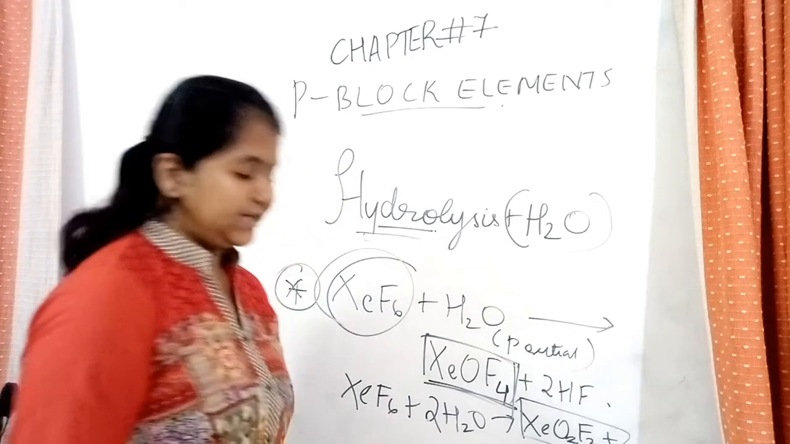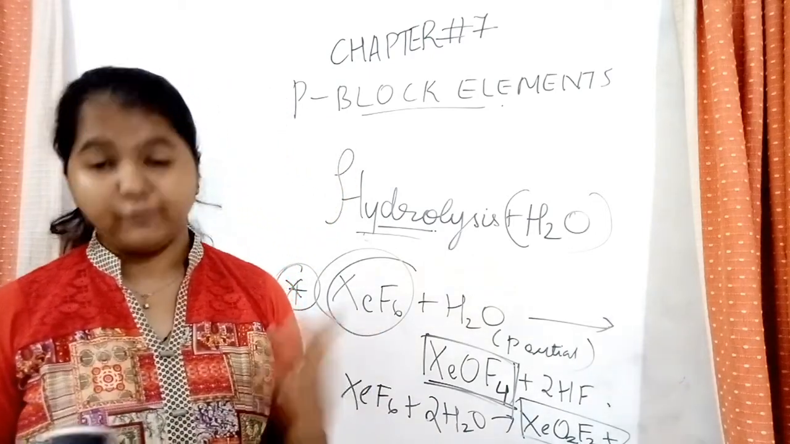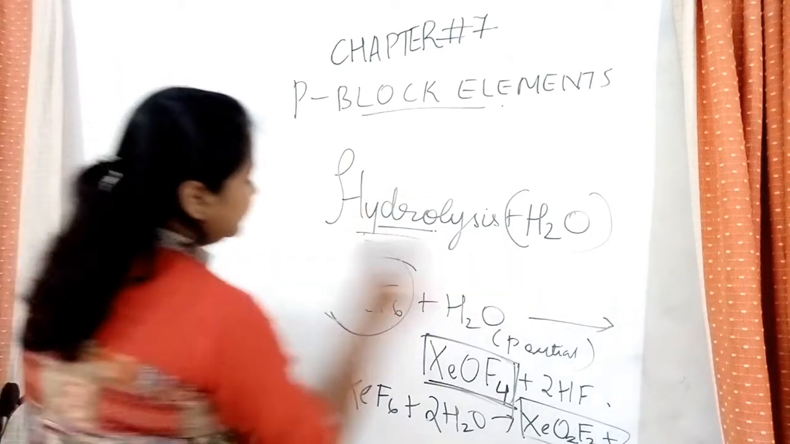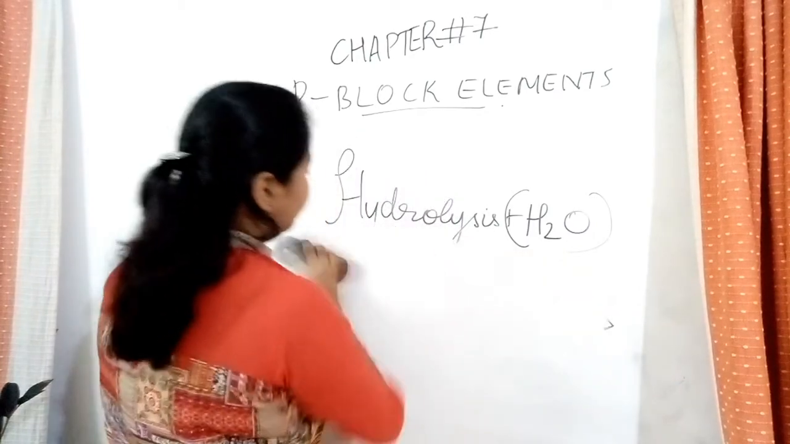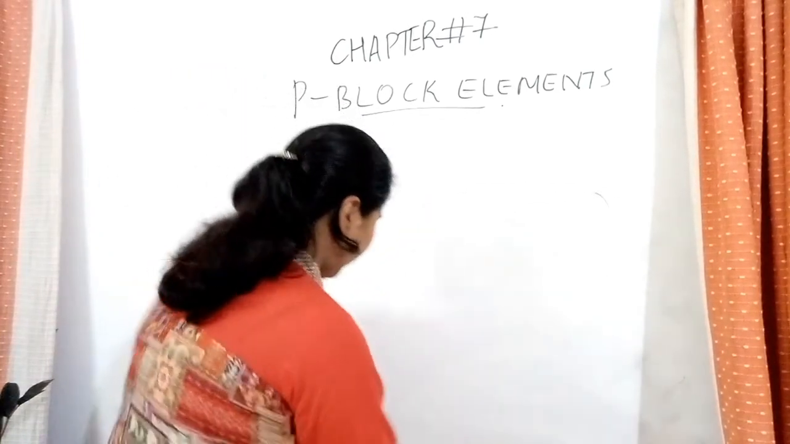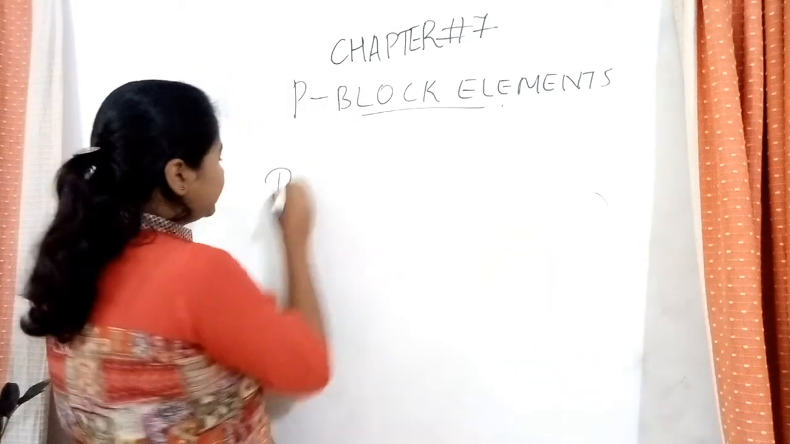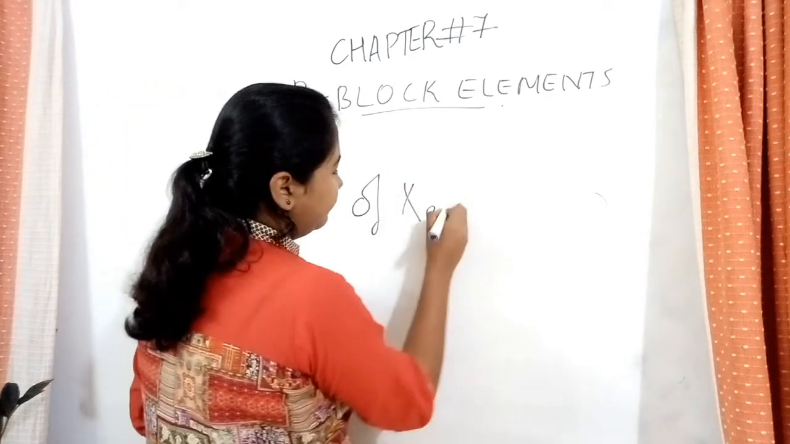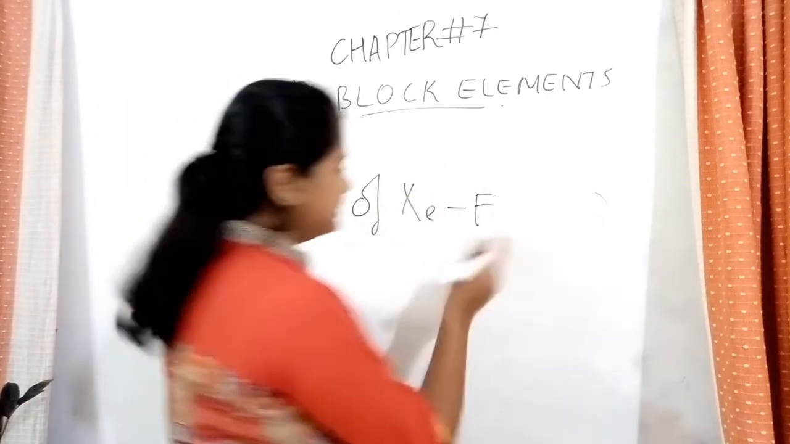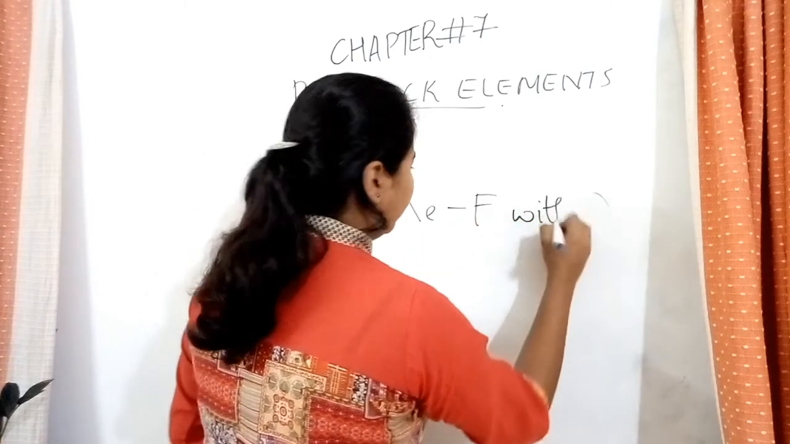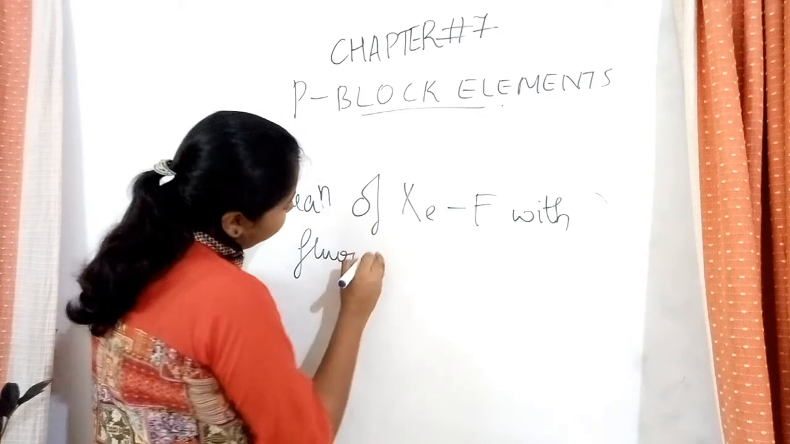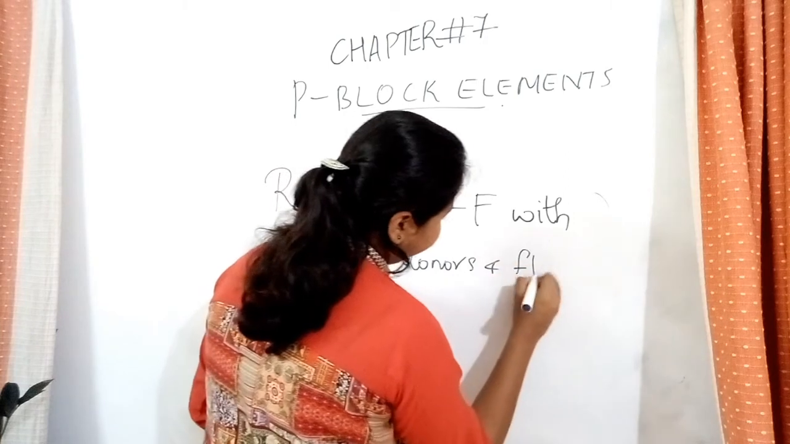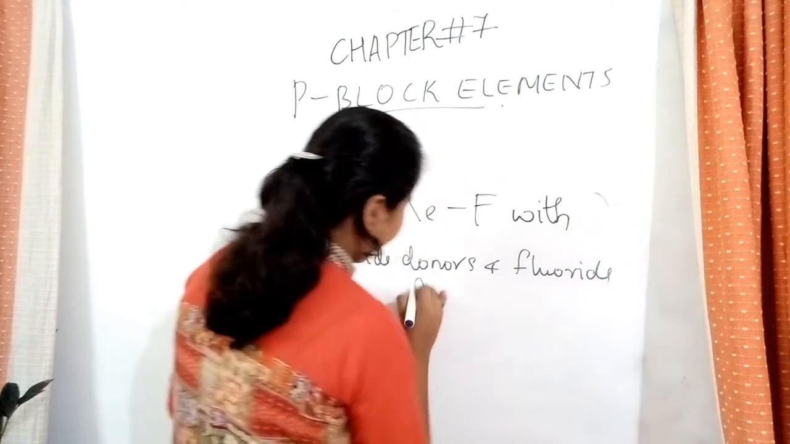We said there are two categories, and the second category was the reaction of xenon fluorides with the fluoride donor atoms or fluoride acceptors. So let's see that now. So let's write: reaction of xenon fluorides with fluoride donors and fluoride acceptors.